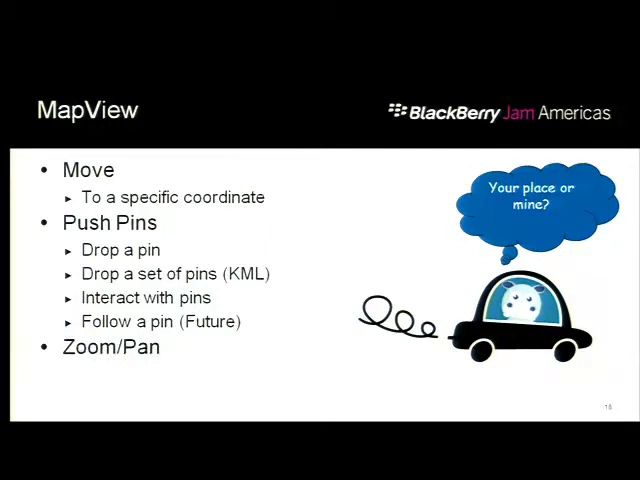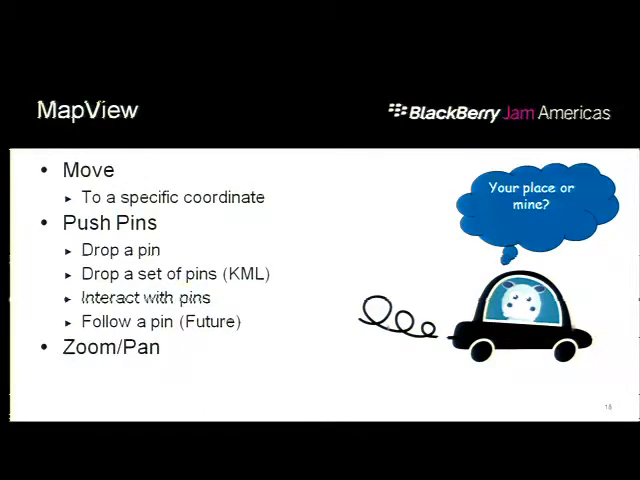Let's switch gears back to apps. For apps, what we provide is a map view, and it comes with several capabilities. A few of them are not planned for launch, but right after launch, but I'll still want to talk about them. So for launch, you're going to have an API to programmatically move the map to a specific coordinate. You can drop a pushpin. You can drop multiple pushpins via KML placemark tags. You can also let the user interact with pins and get a callback when the user selects one of those pins.